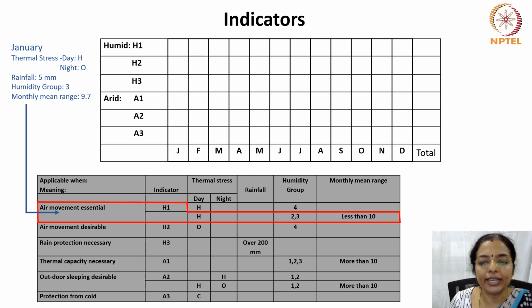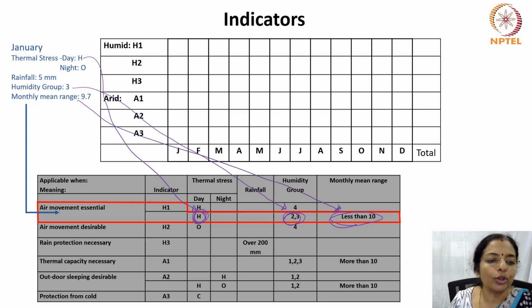The humidity group is 3. See, this is H. During day it is H. So you consider this. You see the humidity group as 3, and the monthly mean range must be less than 10. So 9.7 is less than 10. Therefore, you will require air movement. That is what the indicator says. So we will mark this as the indicator H1 and we will mark H1 here.